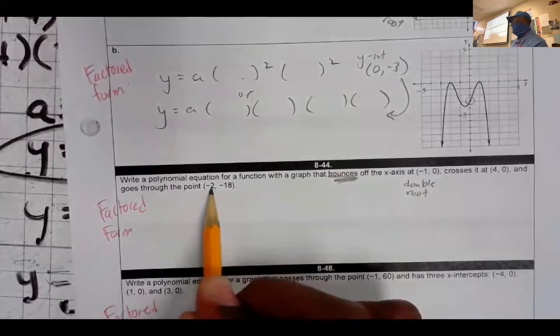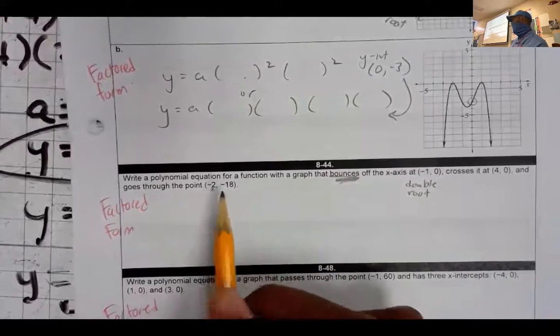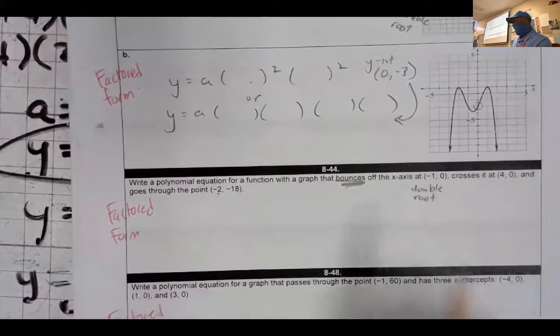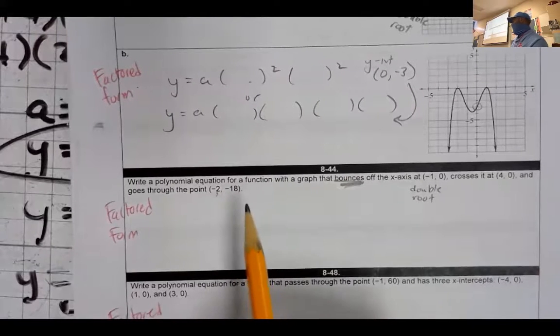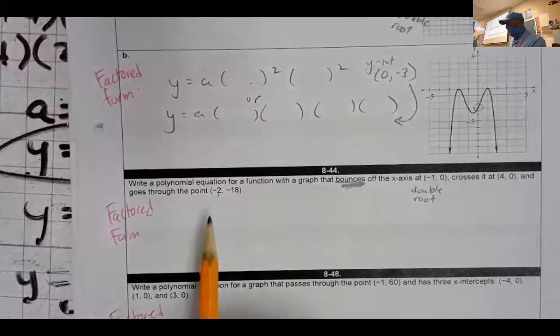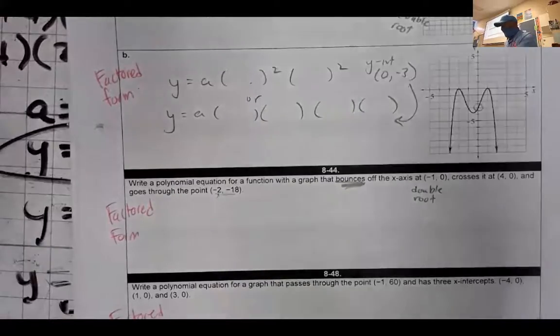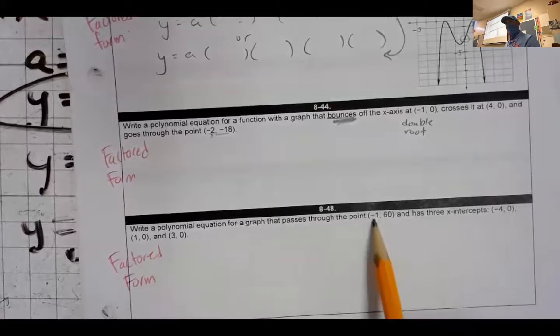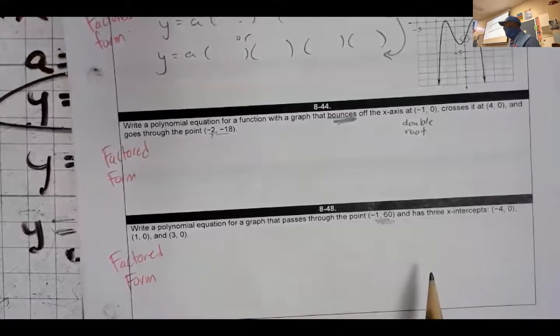Now notice this one is not a y-intercept this time. They give you an x value that is not 0, right? So that just means you're going to have to add, but it's still the same steps. You're going to plug that in. Okay, and then on this one, here are your 3 intercepts, and then there's your point you're going to plug in, -1 and 60.